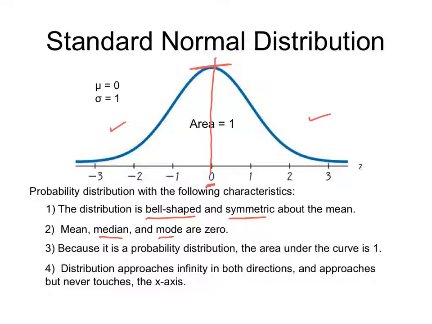Because it is a probability distribution, if I was to figure out the entire area under the curve, the area would equal 1, because all probabilities would equal 1 if I added them up.